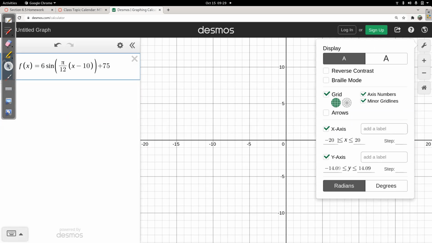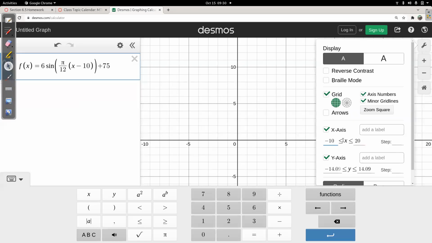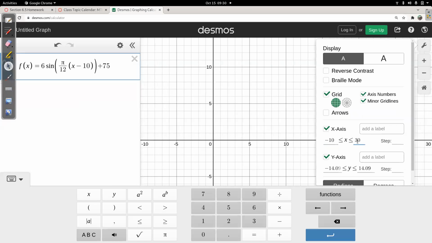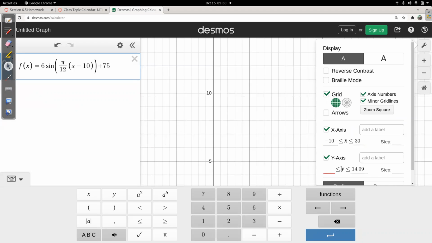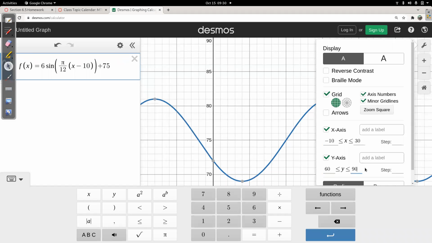So as far as x goes, maybe I want to see like, how about -10? And let's go past 24 hours, maybe up 30 hours later. And then the y, let's see, we had a min of 69. So maybe I'll look from like 60. Max was 81, maybe I'll go up to 90. All right, so there's my wave.